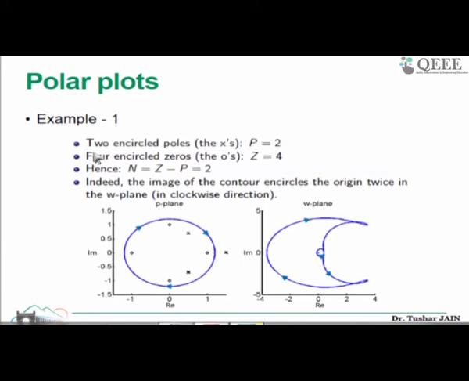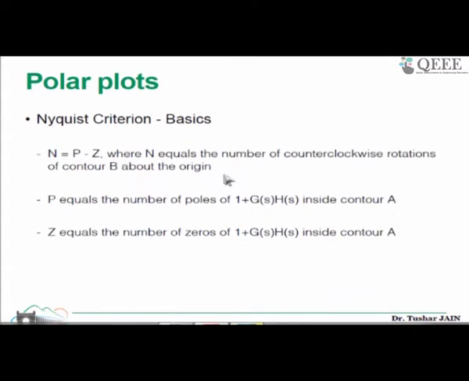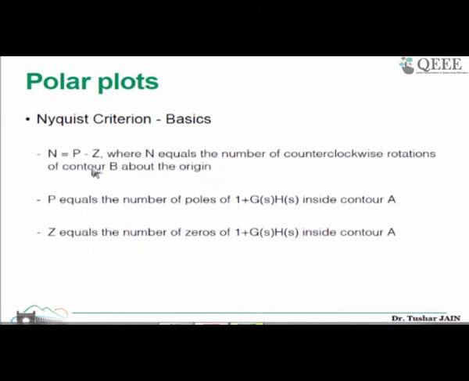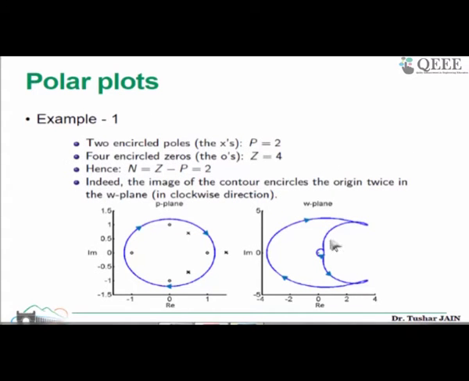Let's see one example. This is contour A, and this is contour B in the F function, the other plane, the W plane, which is the function plane. If you look at this plane, I have 4 zeros and 2 poles. So Z is equal to 4 and P is equal to 2, which says that N should be equal to 2 around the origin. It should be a clockwise rotation, because Z minus P is 2, and here P minus Z gives minus 2, which would be a clockwise encirclement of the origin.